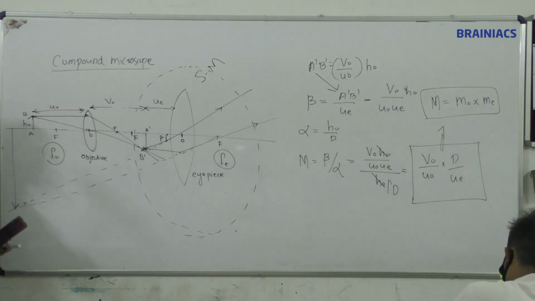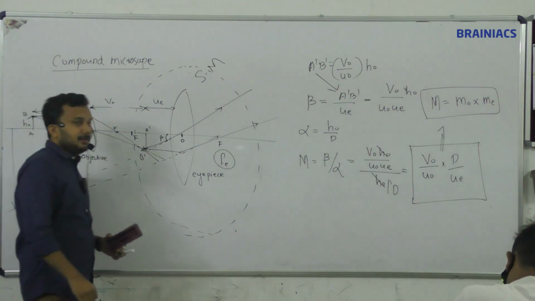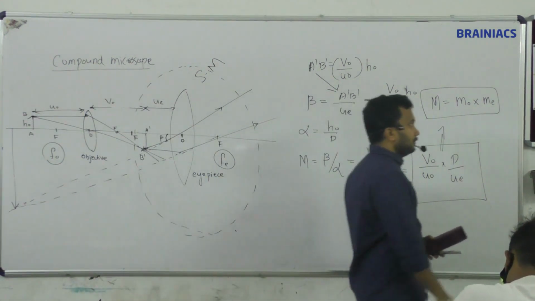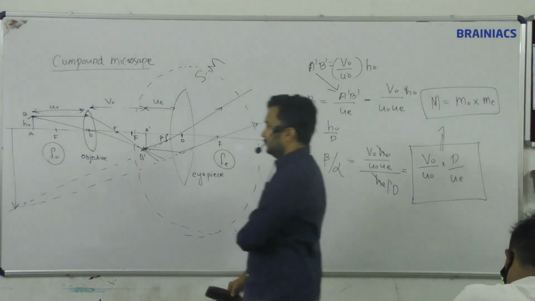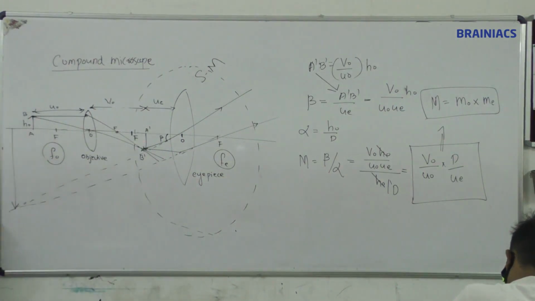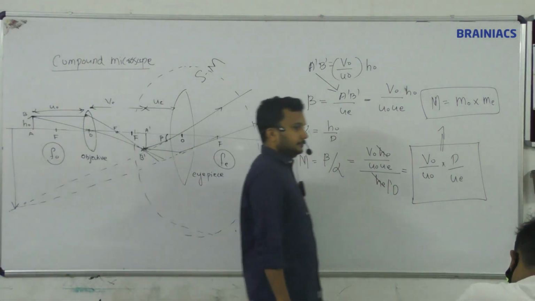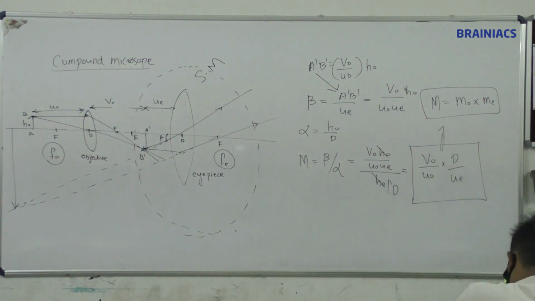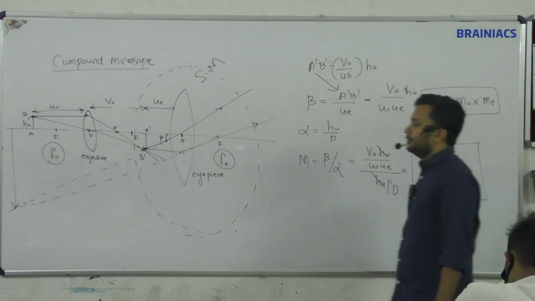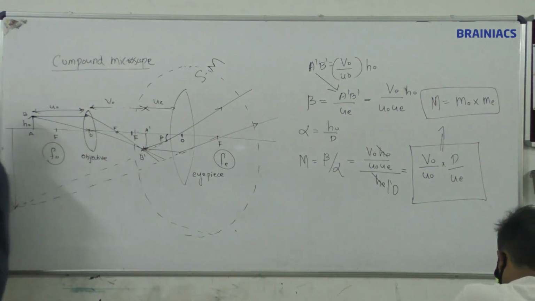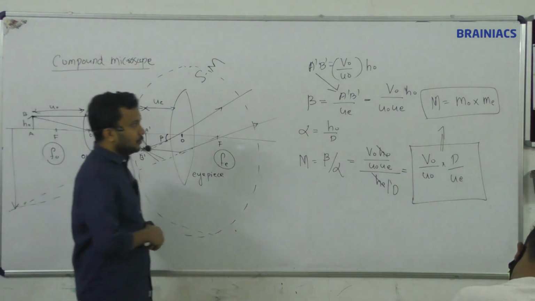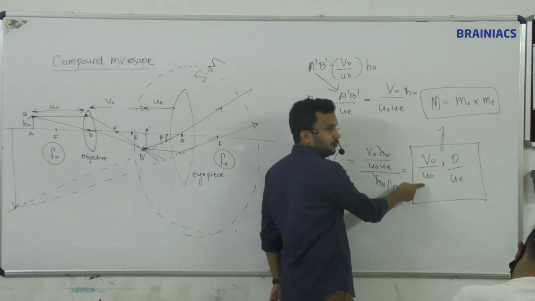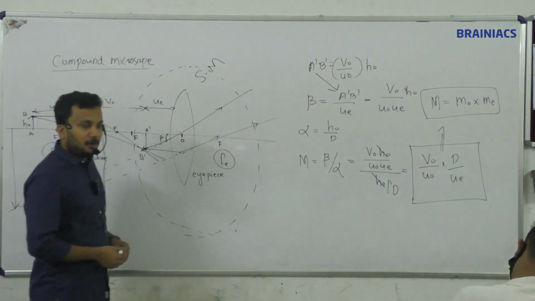Then we'll go again with the two heading. Conditions for maximum magnification. Okay, here we have two parts, right? In order to get maximum magnification, V0 by U0. This is what? Magnification of the objective lens.